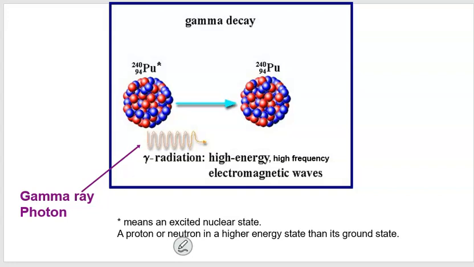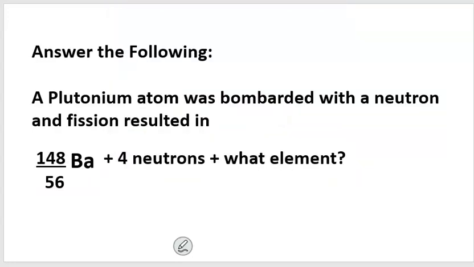All right, let's look at the problems that we are interested in doing here. Here is an example. Let's follow through and let me show you exactly how to solve something like this. A plutonium atom was bombarded with a neutron. Fission resulted. One of the daughter products was barium with a total atomic mass of 148 atomic mass units. It also created 4 neutrons and then another daughter element. The question is, can you determine that daughter element?